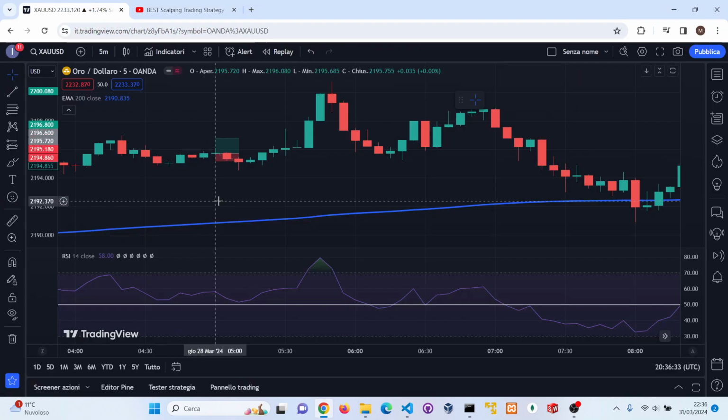So let's take a look on TradingView. So the candle was here. We have an engulfing candle. The RSI is above 50. So let's open the long position, and in this case it failed.